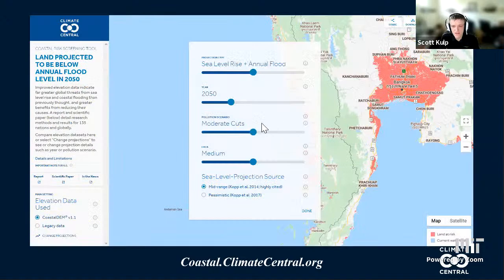And again, this is all on our website, which anyone can access. We use Google Earth Engine to generate these maps dynamically on the fly, and we have a bunch of settings like different projections, year, pollution scenarios and so on. So I invite you to check that out.